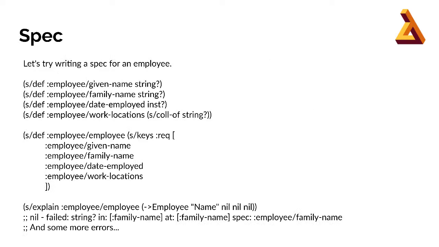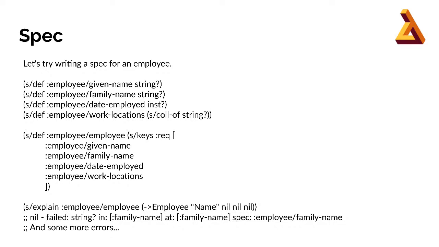Cool. So let's try writing a spec. Let's give it a go. What does it look like? So we define specs for the given name. It's a string. Family name, also string. Date employed, etc. Work locations is a collection of strings. So that seems pretty straightforward. Seems right. So that's the specs for the individual fields on the employee.